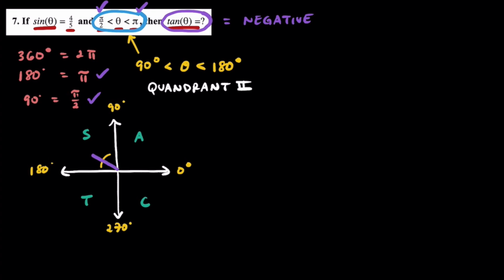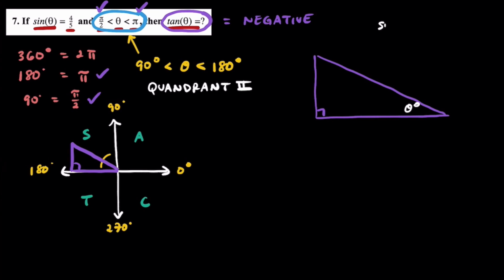Drawing a reference angle and a right triangle in quadrant 2, it might look something like this. I'm just going to redraw it a little bit larger on the side. This angle is 90 degrees. Our angle measure of theta is right down here. We know that sine of theta is equal to 4 over 5, and from our SOHCAHTOA, we know that sine is equal to opposite over hypotenuse. We can then label that 4 is the opposite side, and 5 is the hypotenuse.